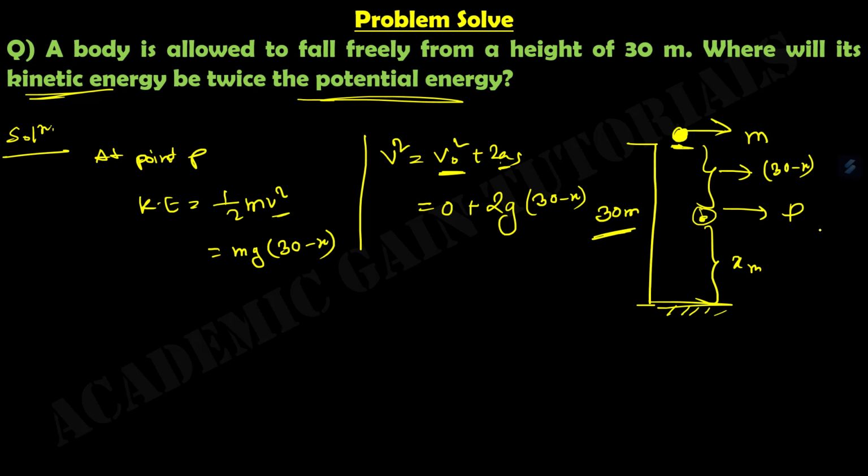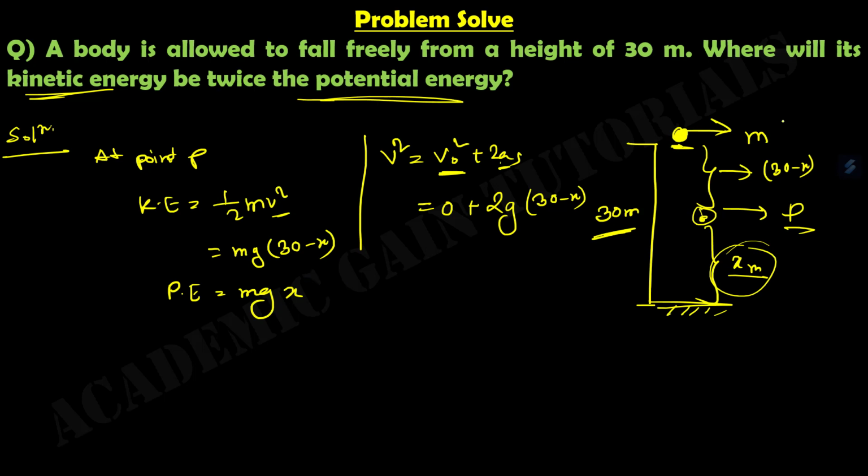Now I have to find out the potential energy at point P. The potential energy will be mgx. We know the potential energy for a gravitational force is mgh. Here our h is the distance from the ground to that point, which is x meters. So this is our mgx.